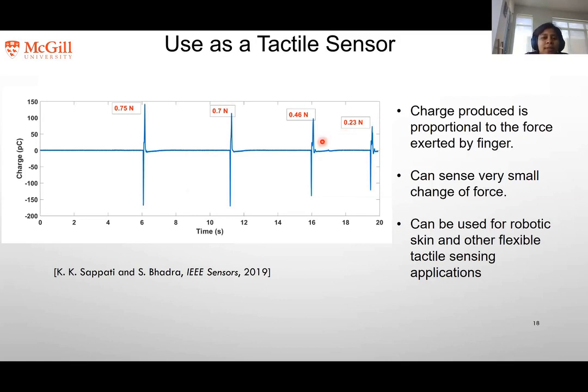So all these results on this composite, along with some more experiments and other results, were published in IEEE Sensors Journal last year.